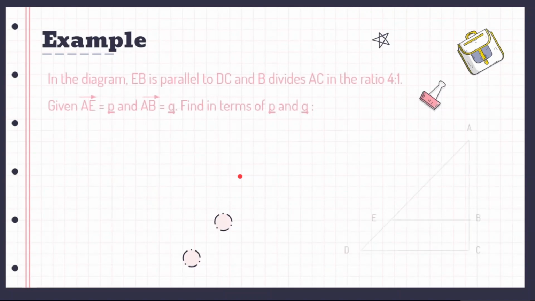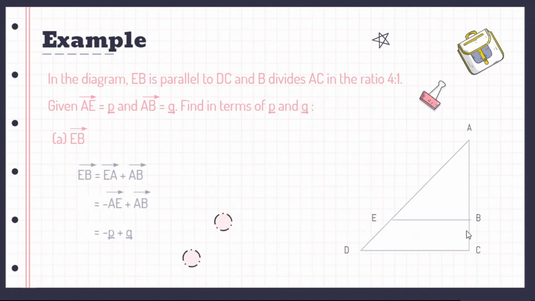In the diagram, EB is parallel to DC and B divides AC in the ratio 4 to 1. This means if we take the magnitude or length of AB divided by BC, it should give us the value 4. To find EB, we can use the triangle law here. From the diagram, we know EB is equal to EA plus AB. Since EA and AE are in opposite directions, vector EA is the same as negative AE, which equals negative P. And hence, we get the final answer negative P plus Q.